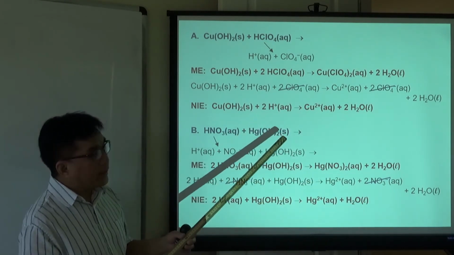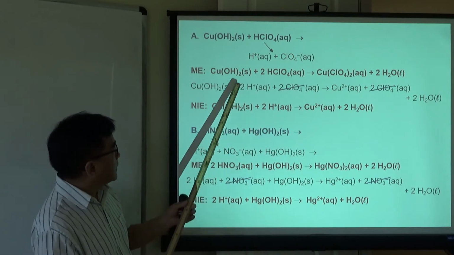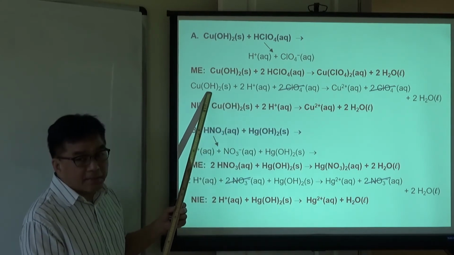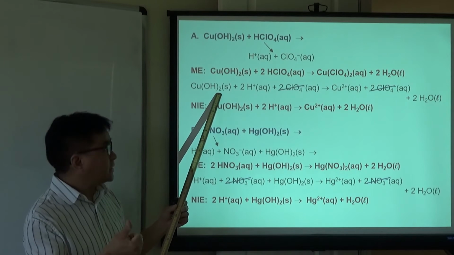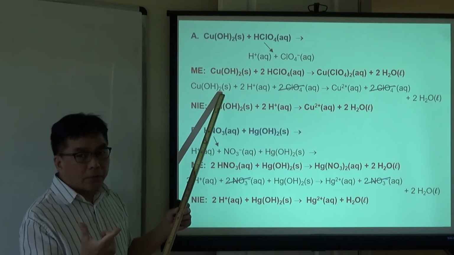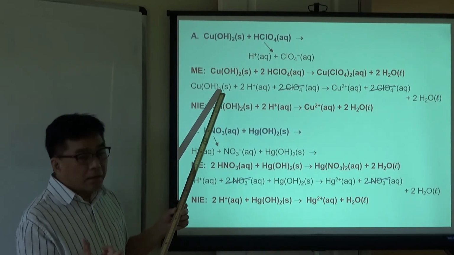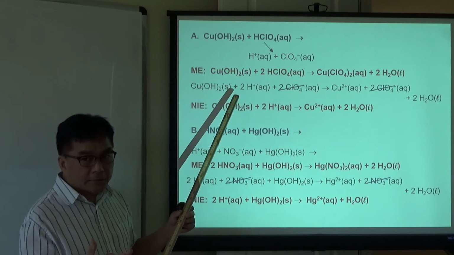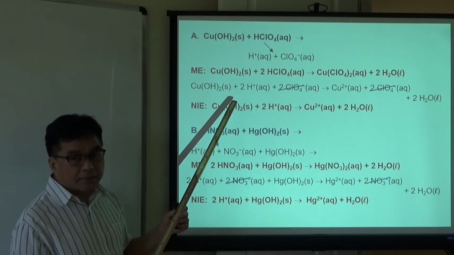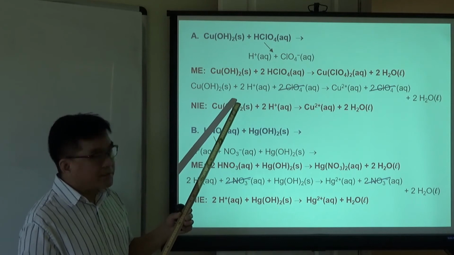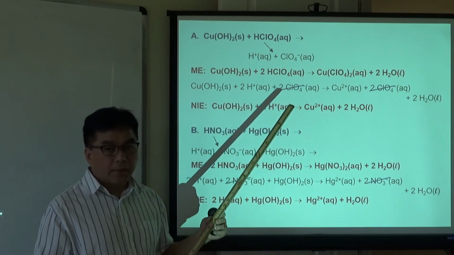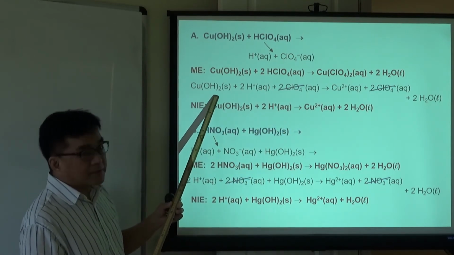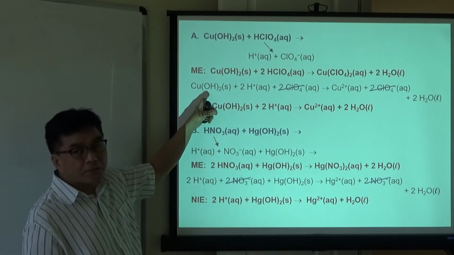So let's see what the spectator ions are. Now this is a solid, so you have to keep it as it is. If it's a solid, a liquid like water, or later on a gas, or a weak electrolyte, you cannot break it down into ions. You have to keep it as it is, because a solid doesn't dissolve to form ions.